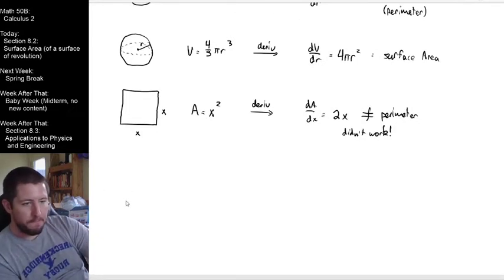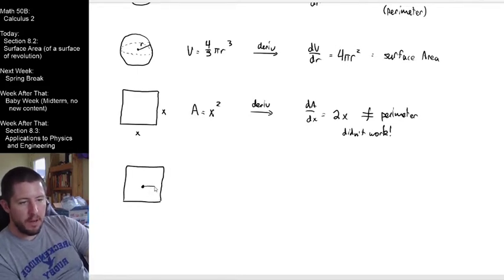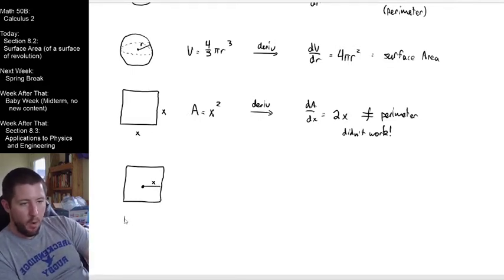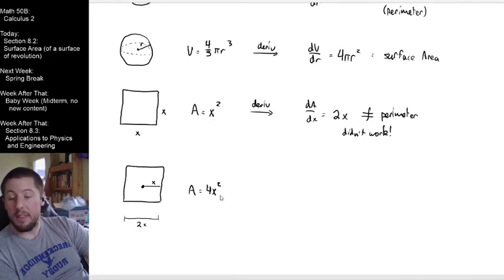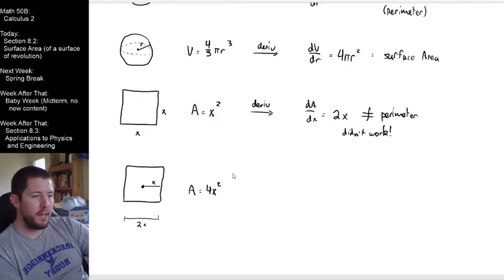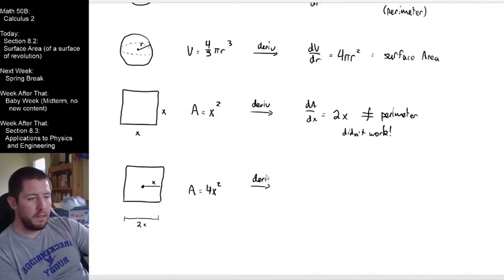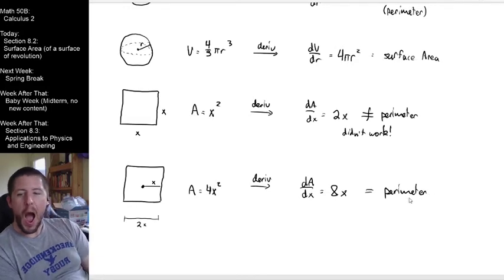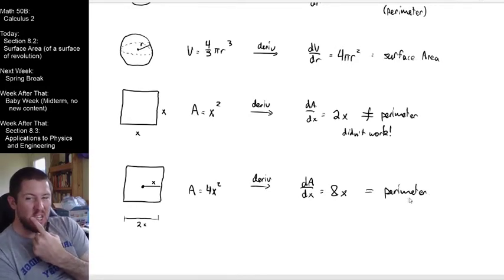Let's try the square again. But this time, let's form a central measurement here. So now I'm going to call that length x right there. In this case, it appears that one side length is now 2x. And therefore, our area should be 4x squared, based on this style of measurement right here, measuring from the center to the edge. Now, if I go ahead and take a derivative, dA dx is equal to 8x. And that is the perimeter of this object. So now I feel good. Now I feel like there's this special thing about measuring from the center.